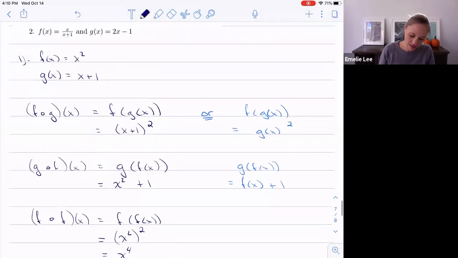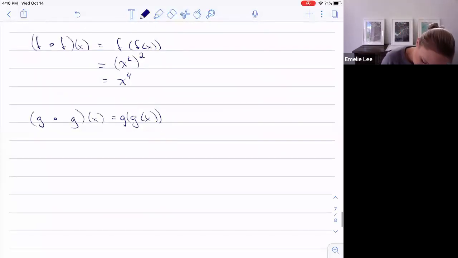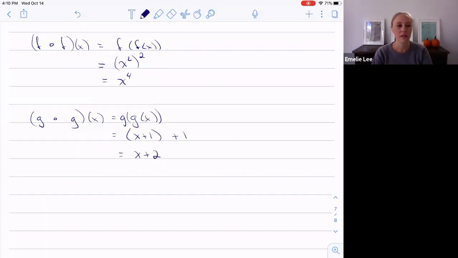Okay. g of x, wherever I see an x in g of x, I'm going to replace it with x plus 1, right? So I get x plus 1 plus 1 plus 2.